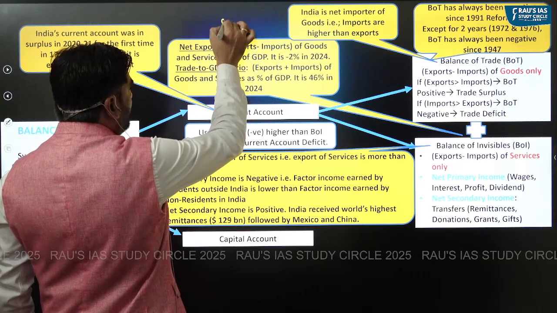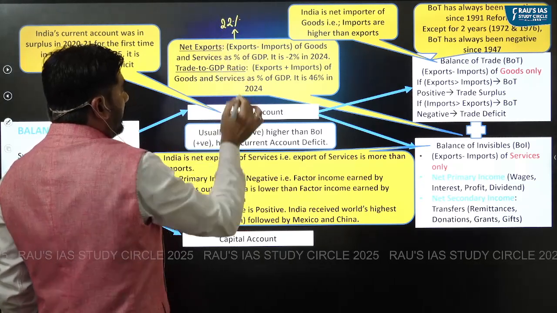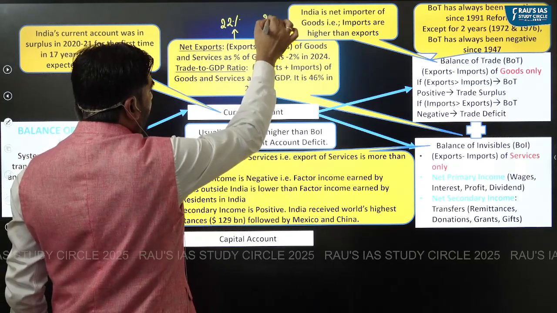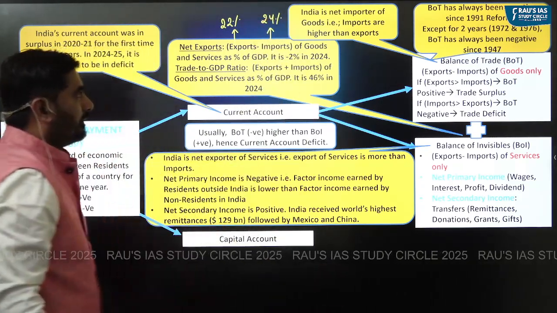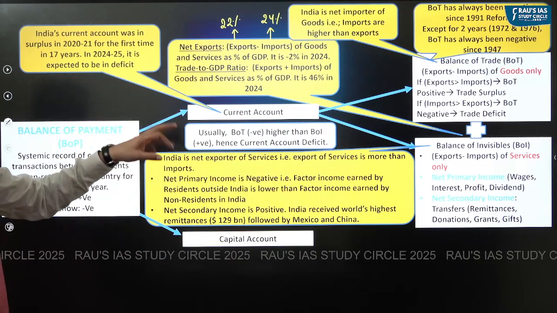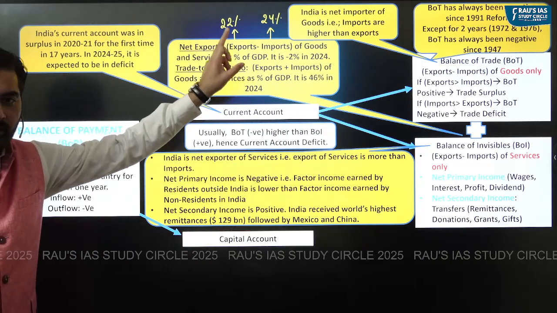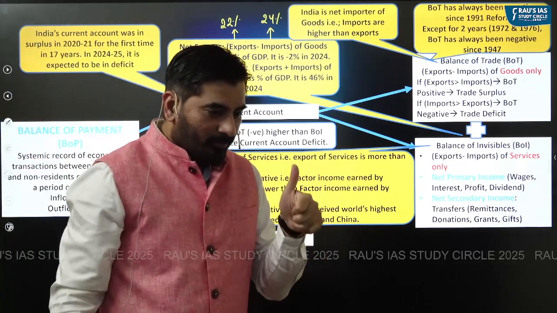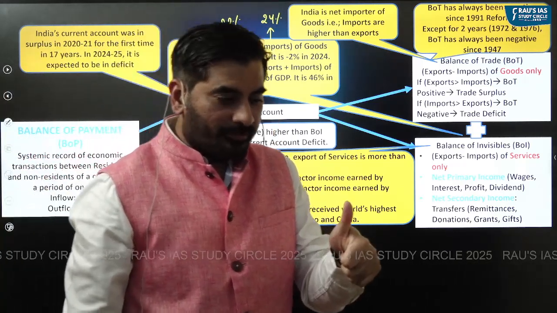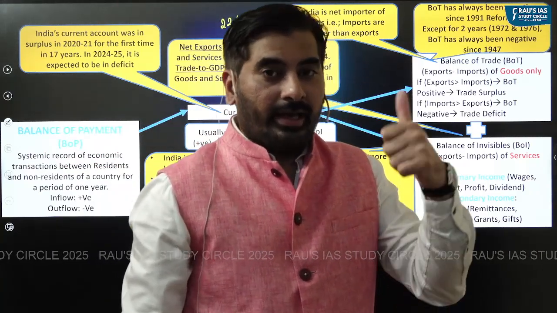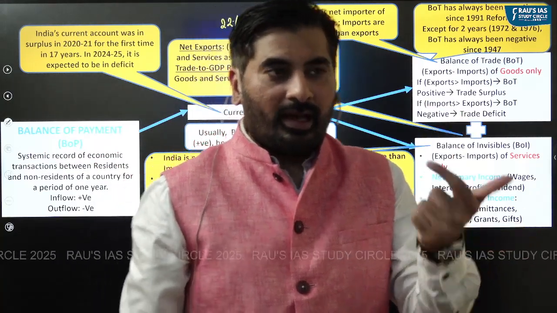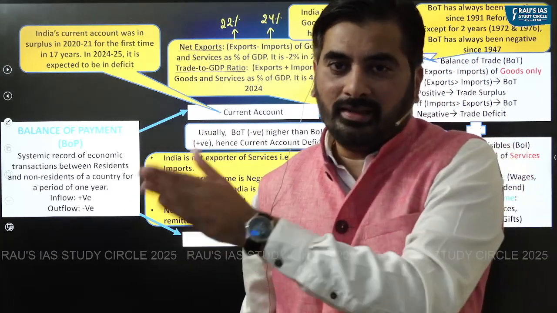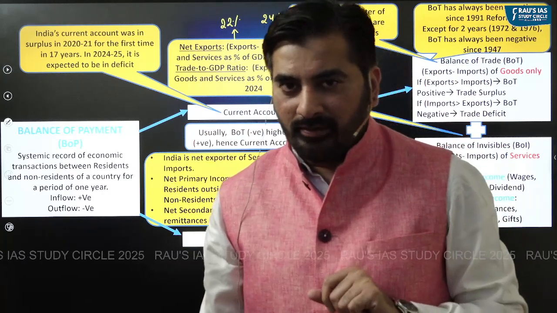Total export of goods and services is somewhere around 22%. Total import of goods and services is around 24%. So 22 minus 24, net exports for India is minus 2, which means India is a net importer of goods, India is a net exporter of services, and India is a net importer of goods and services. This is what is important.